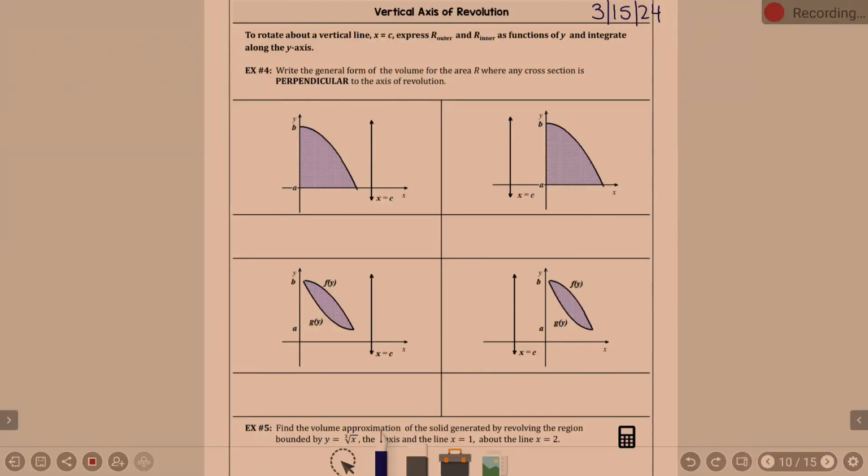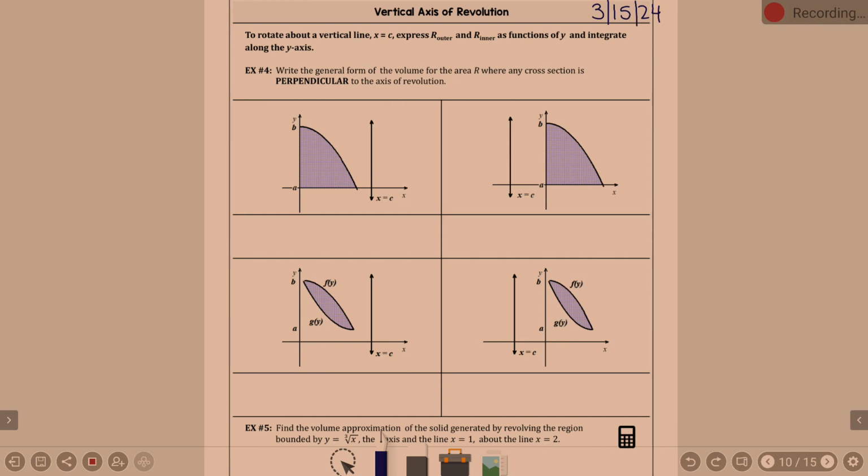Vertical axis of revolution. We're still working with a vertical line. When we talk about a vertical axis of revolution, we mean other lines that are parallel to the y-axis, which means these problems will be worked in terms of y. You're still going to think in terms of big R and little r, so big R squared minus little r squared. We're going to talk about them as functions of y and integrate along the y-axis.